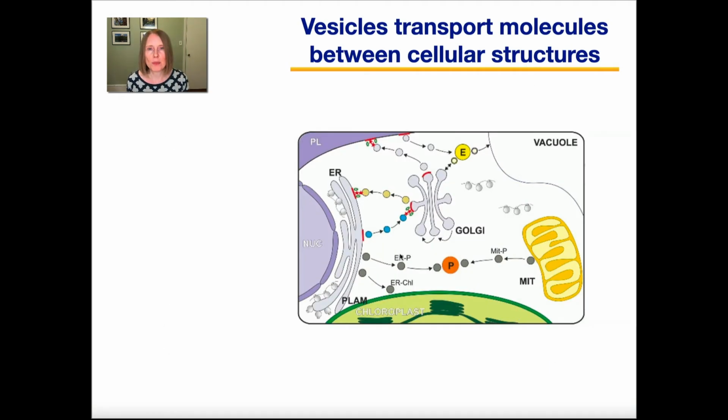Here I have another picture of vesicles. This one's much more complex, but it shows you that there are vesicles transporting molecules throughout the cell. For example, there are vesicles here from this organelle called mitochondria. There are vesicles going this way, that way. There's a lot of movement constantly inside cells.